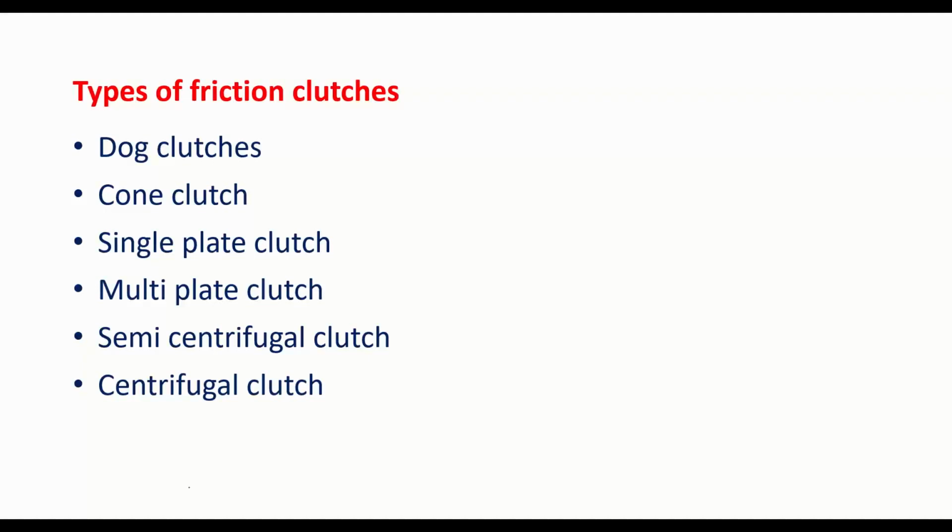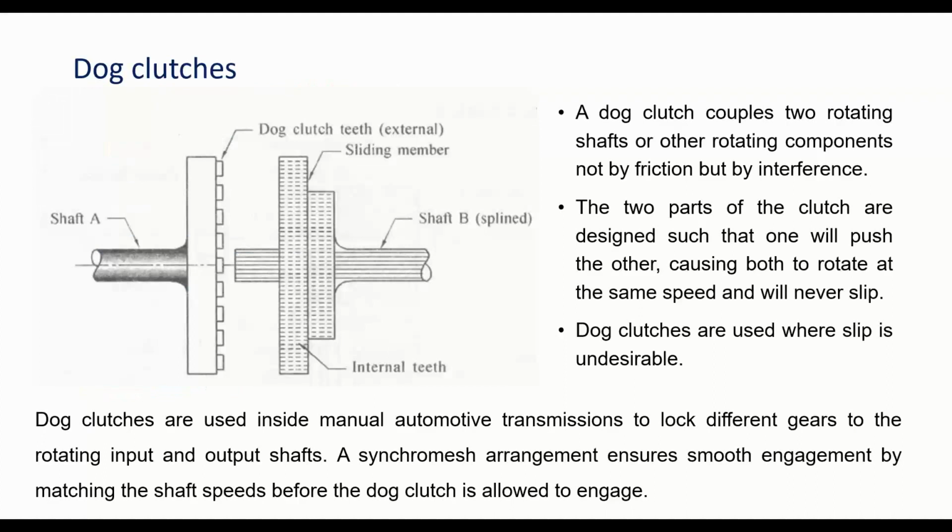Friction clutches. We are discussing about friction clutches. So that is the first type. There are six different types: dog clutches, cone clutch, single plate clutch, multi plate clutch, semi centrifugal, and centrifugal clutch. So one by one we will discuss in detail now. First we'll start with the dog clutch. Please make a note of the sketch.